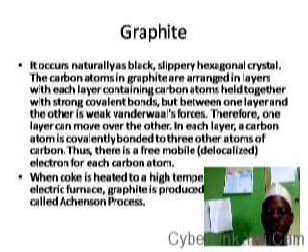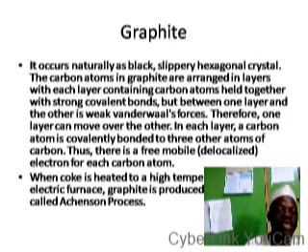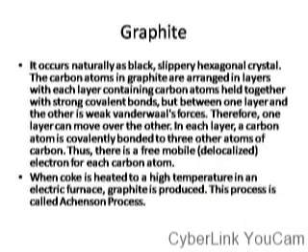Graphite is also formed when coke is heated to a very high temperature in an electric furnace. This process is called the Acheson process.